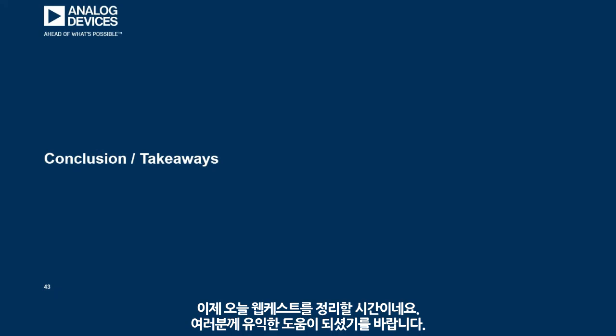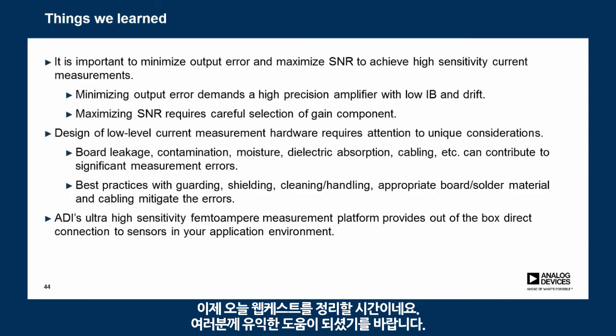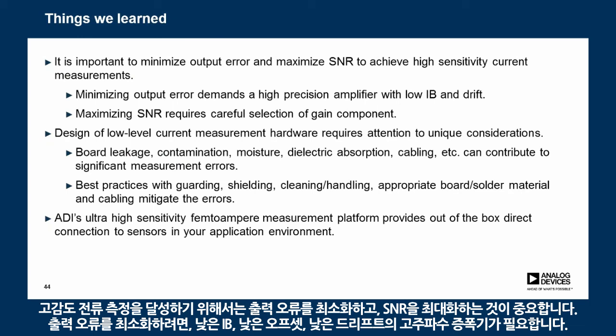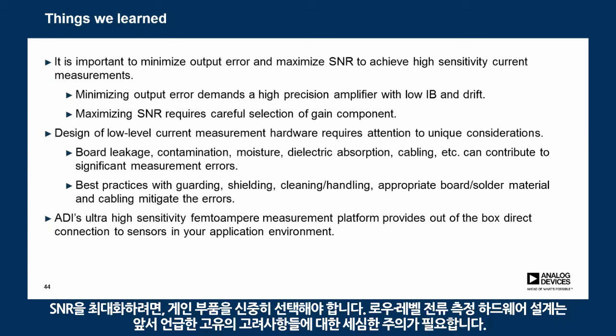And here are some takeaways from this webcast. I hope you learned something. It is important to minimize output error and maximize signal-to-noise ratio to achieve high sensitivity current measurements. We know that minimizing output error demands a high-precision amplifier with really low IB, low offset, and low drift. We know that maximizing SNR requires careful selection of gain components.